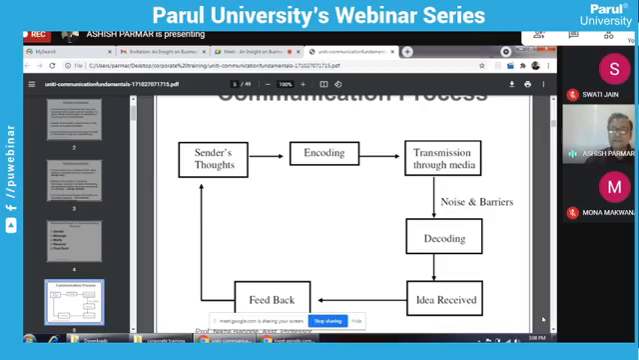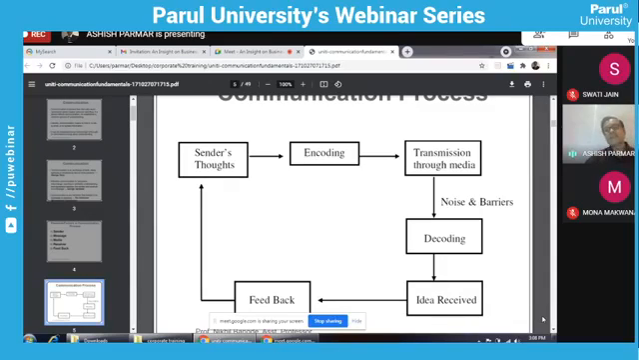Then between the transmission and the decoding or understanding of the message, there are a lot of barriers which arise, which are noise and barriers, which may be external noise, internal noise, media problem, other barriers. So these are the barriers which we have to look at and have to be controlled.